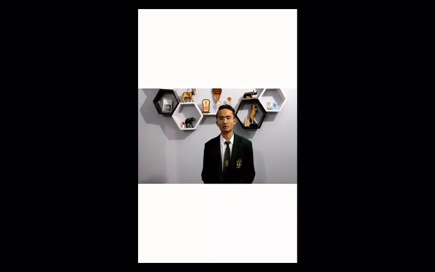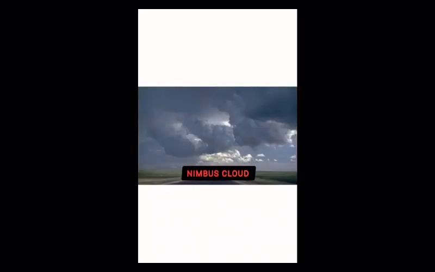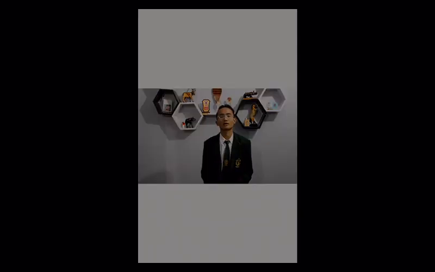The fourth and last one is the nimbus cloud. Now these clouds are black or dark gray, and they exist in the form of a layer just like the stratus cloud, but they cannot be called stratus clouds. Let's have a look at this picture.